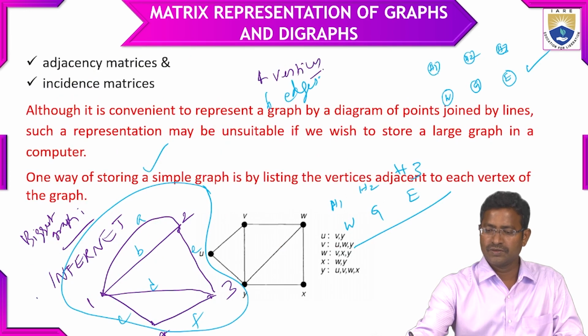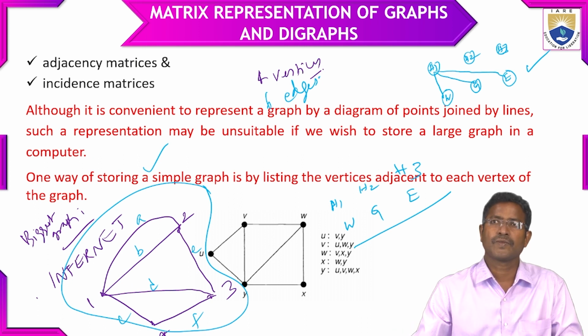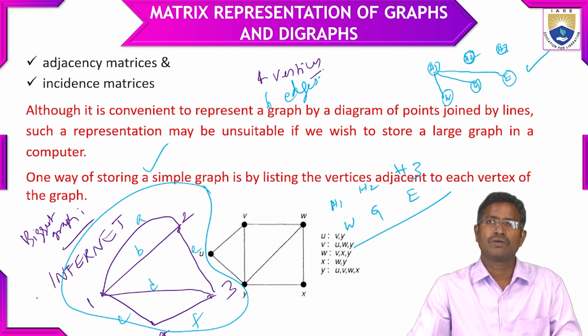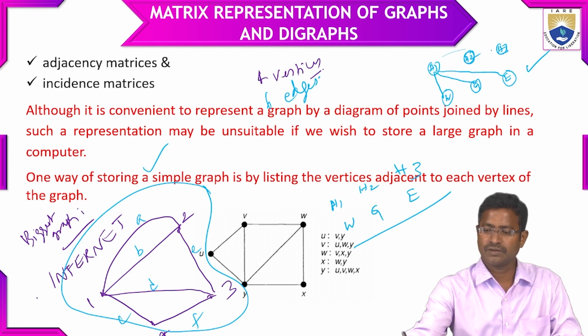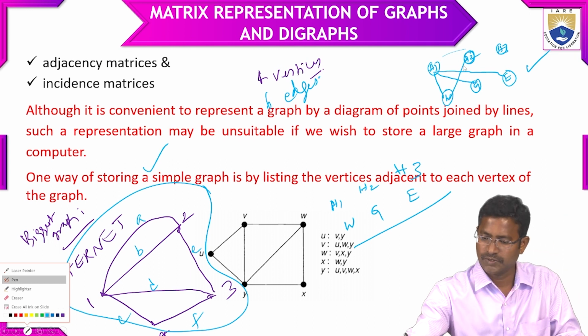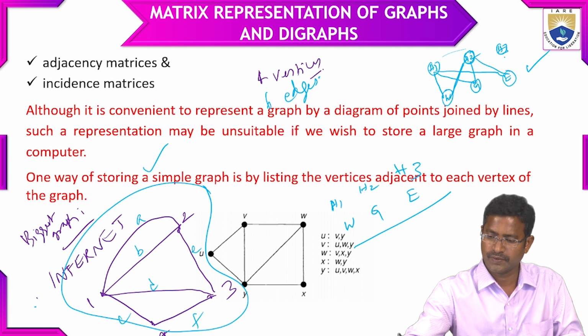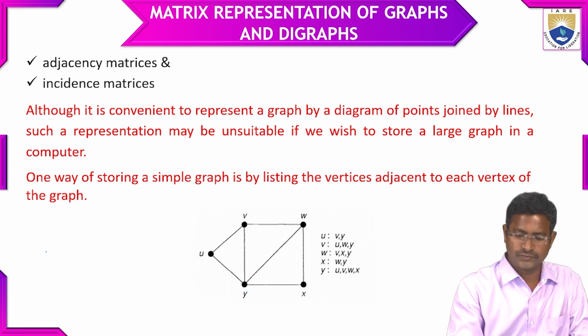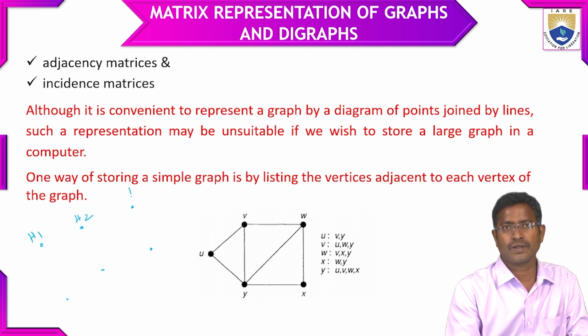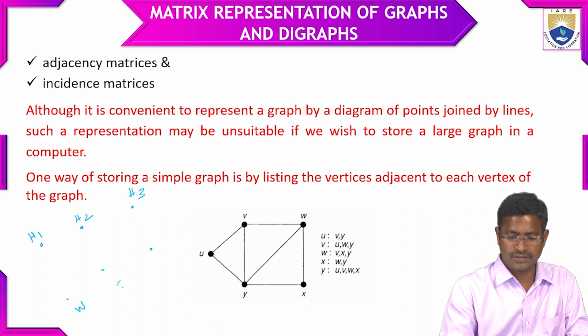Every house needs water, gas and electricity. I don't want the person who stays in flat 2 to take an electricity connection from H1 or from H3. He has to have a connection directly from the source only, like this. Similarly here also. Now I represent the same problem by means of a graph. This is H1, H2 and H3. This is water, gas and electricity.